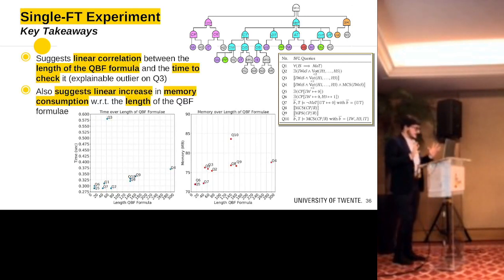Key takeaway: there is a suggestion of a linear correlation between length of the QBF formula and the time to check it. There is an outlier in Q3, which is explainable because what we are asking here is to return all the cut sets that satisfy the top-level event without requiring minimality. So this can grow and can be computationally challenging. Also, there is a suggestion of linear increase in memory consumption. Admittedly, we do not have many data points, so this can be explored further.